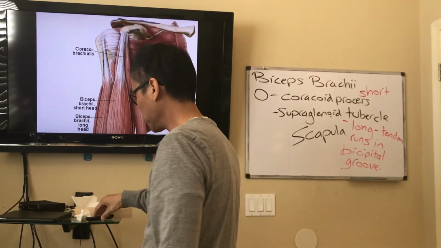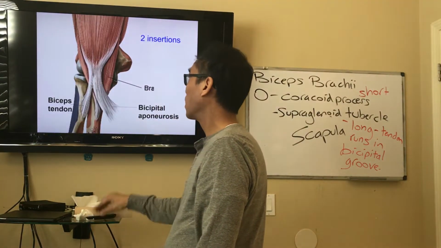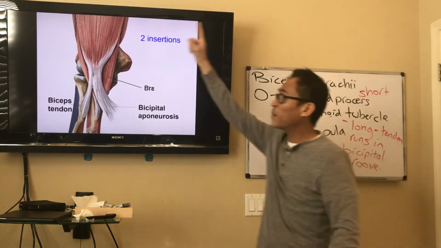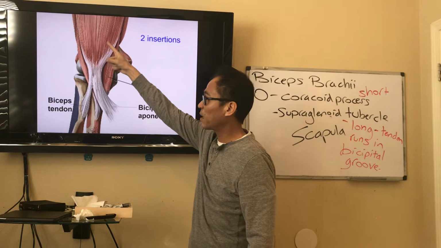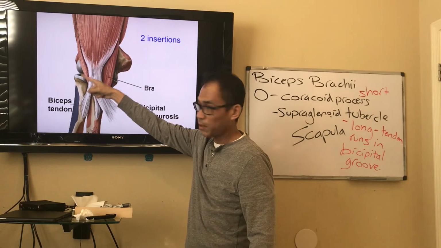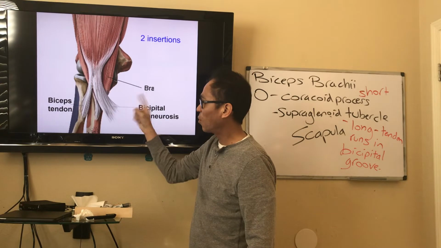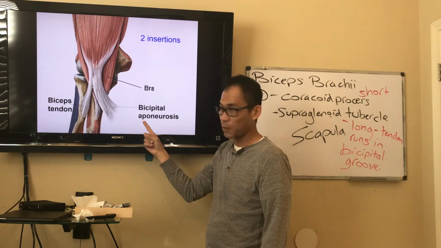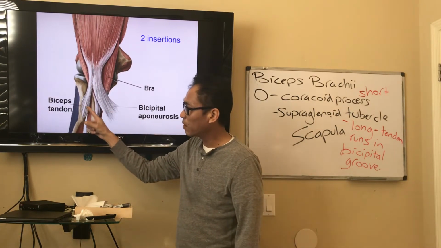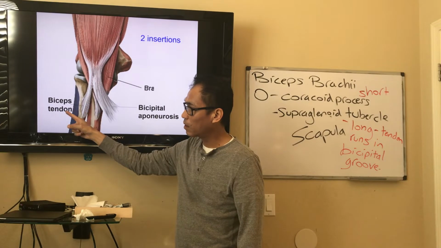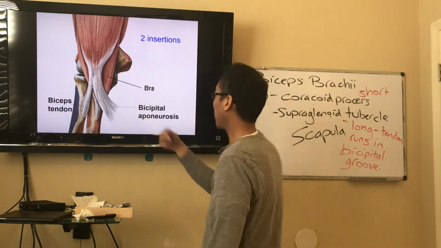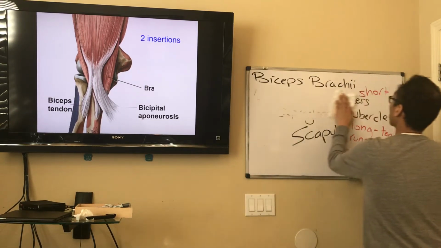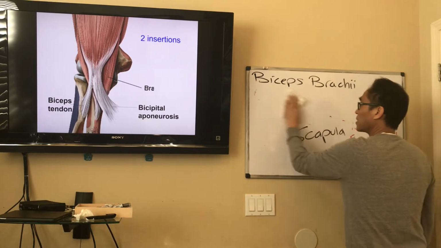Let's look at the two insertions shown here. The two heads, long and short, come together and form one muscle. And then here's the elbow joint. You're crossing the elbow joint. One insertion is not a bone. It's a connective tissue called the bicipital aponeurosis. And the other is on the radius bone. There's the biceps tendon, and it's inserting on the radial tuberosity. So let me write those down for you. Still on the biceps brachii.